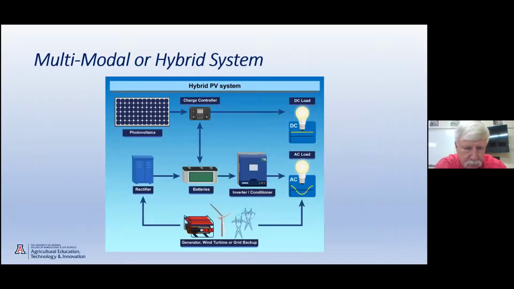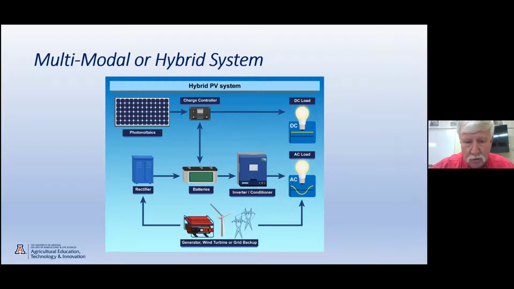We also have multi-modal or hybrid systems, and this is where we're using not only the solar photovoltaic system to produce energy for us, but we're storing the energy. So we may have a battery system, and then we may also have a backup system. So here we see we could have a generator, we could have a wind turbine. This could be a grid backup. We could have micro hydro. So this would be in a system, again, maybe out a ways in a rural area where we have some critical loads where we've got to have energy required.